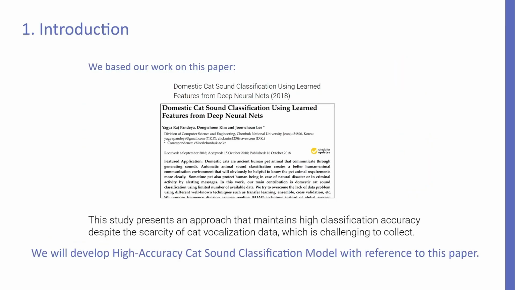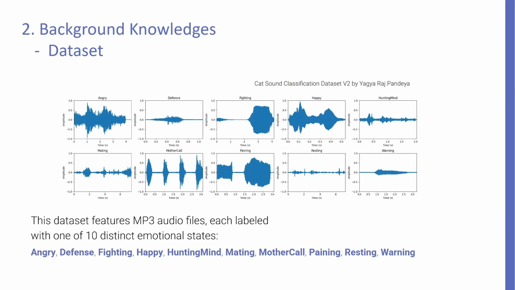To achieve this goal, we based our work on this paper. This paper addresses the challenge of achieving high classification accuracy despite the scarcity of cat sound data, which is very difficult to collect. We decided to develop our own model with this paper as our primary reference. The dataset we used was provided by the paper's author. It contains MP3 audio files, each labeled with 1 of 10 distinct emotional states.